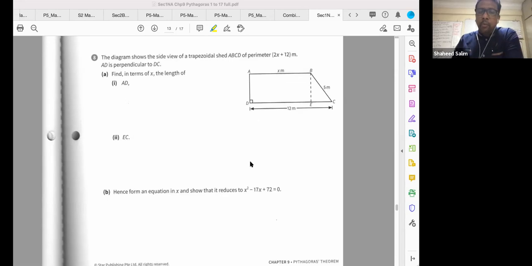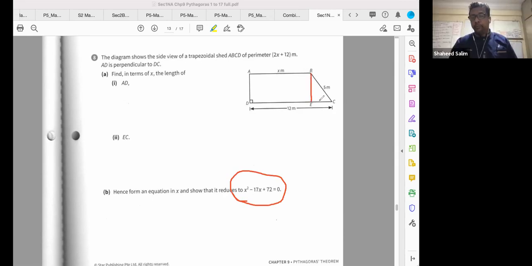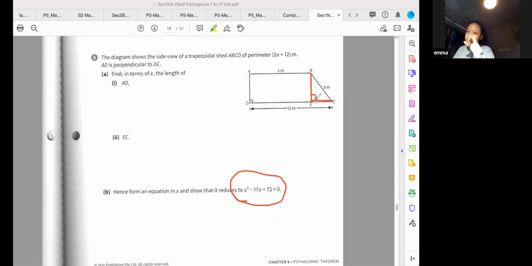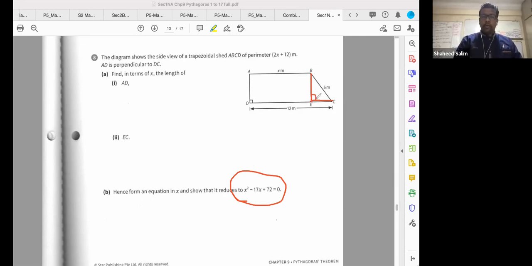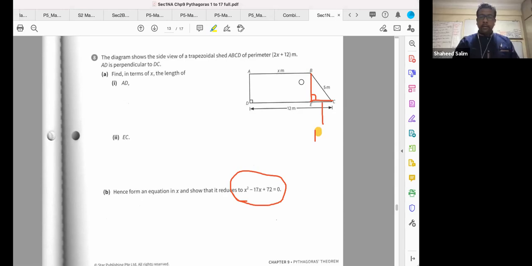Then now what you're supposed to do is form an equation, which is where you can use down here. You can try. Then can you get this equation? So you use this as 12 minus X. Okay, and this side is X minus 5.